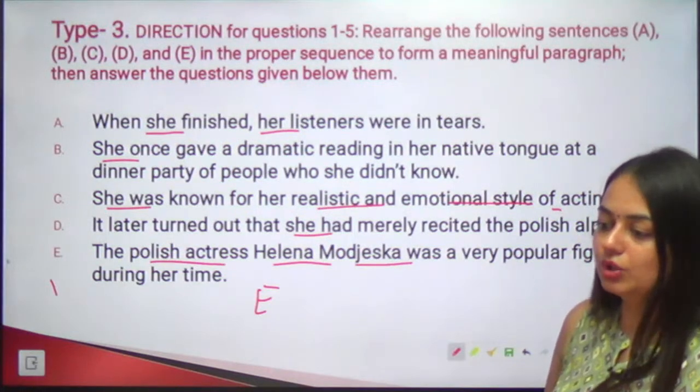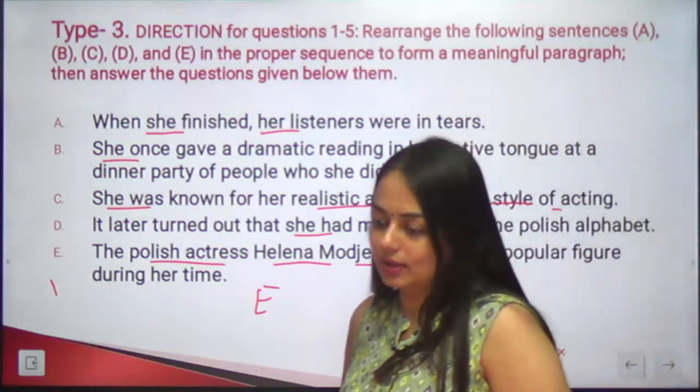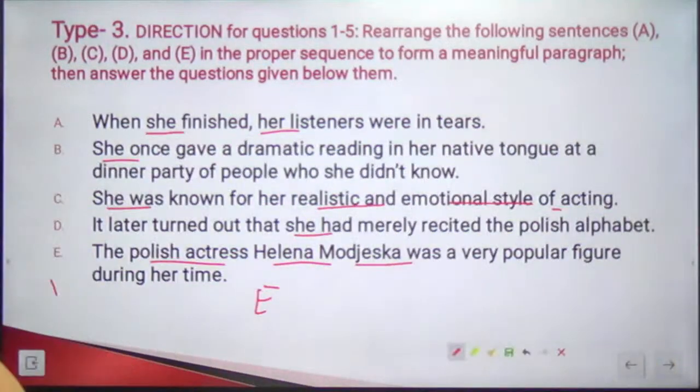Moving further, what should be the next sentence? Yes, let us see who's going to answer this one. I am waiting for your response. Write it in the chat box.